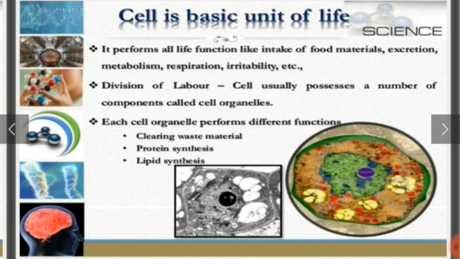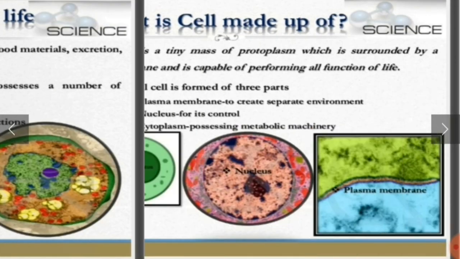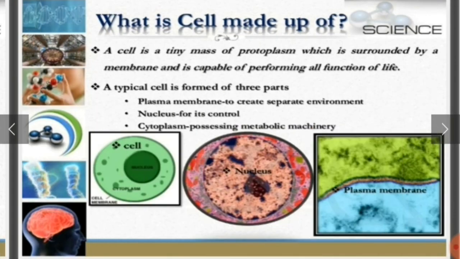In the cell also, there are important parts which we must remember. We will be seeing what the cell is made up of, what is inside the cell. A typical cell is formed of three parts. These are the three important parts. Remember this: plasma membrane, nucleus, and cytoplasm. These three are the important parts by which a cell is made.